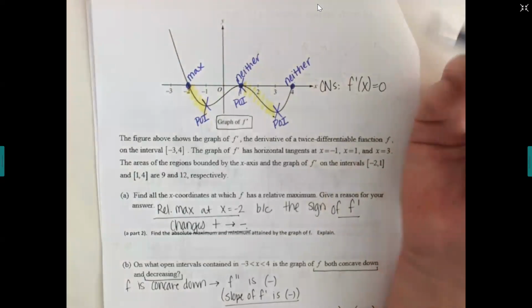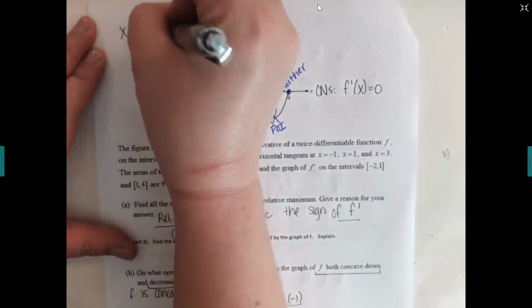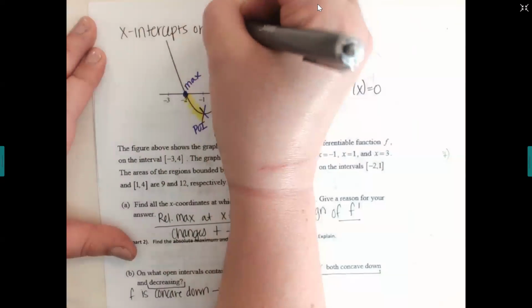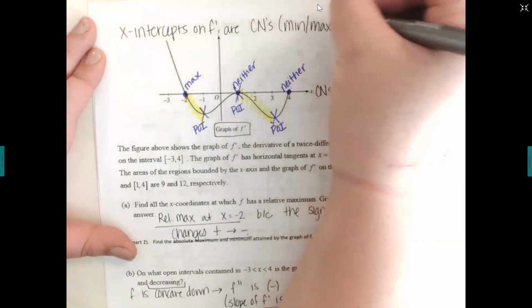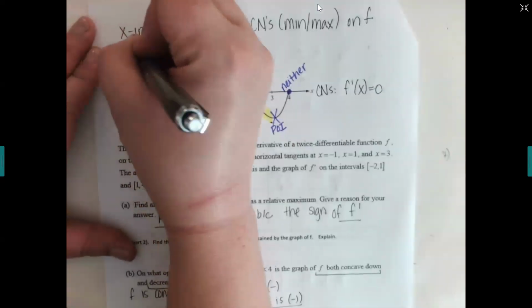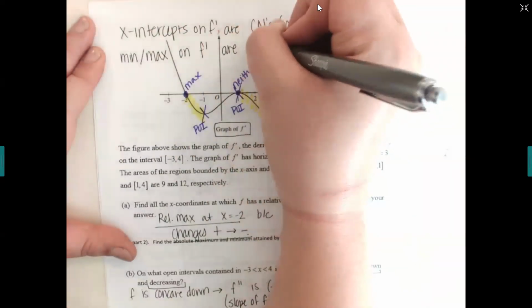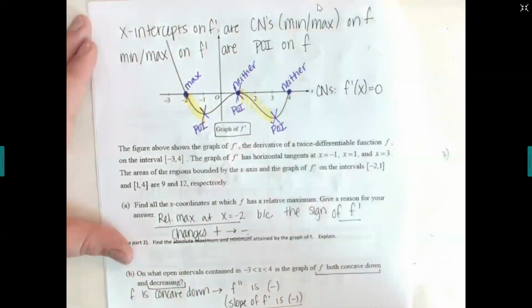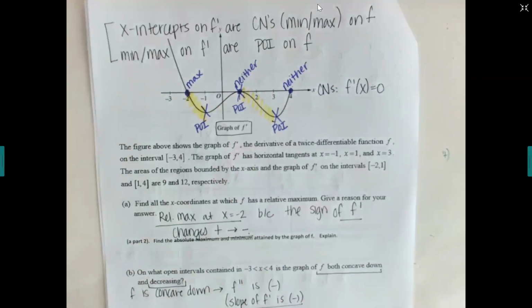Can you write it down? Sure. Okay, so your x-intercepts on F prime are critical numbers, which are mins and maxes on regular F. And then the mins and maxes on F prime are points of inflection on F. So read through that, see if that makes sense.